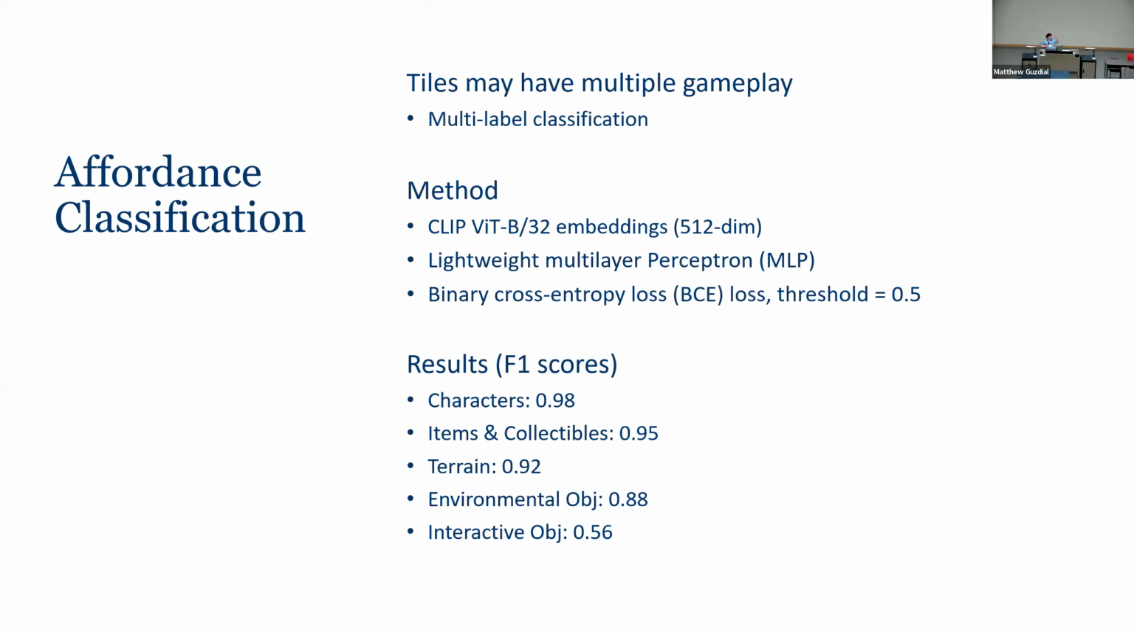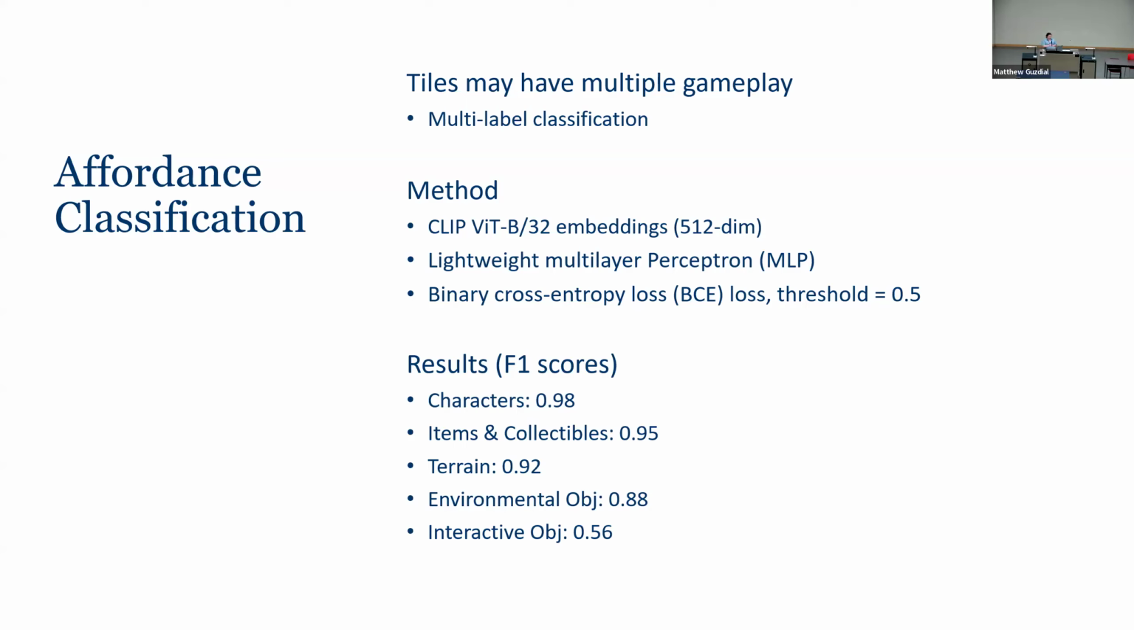This part evaluates whether we can automatically assign the affordance to each tile. Tiles can belong to multiple rows, so we treat this as a multi-label classification task. We use CLIP to extract the 512-dimension embeddings for each tile, because its learned image features align with natural language concepts, and then train a lightweight multi-layer perceptron on top of it with binary cross-entropy loss.